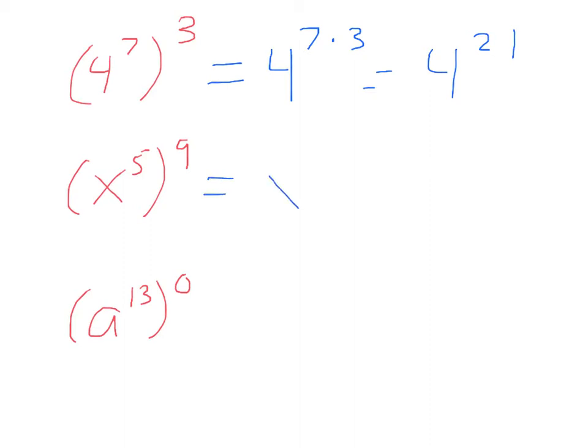This one, we have x to the 5th times 9, which will give me x to the 45th. And of course this, did I catch you? It's to the 0 power. We don't even have to multiply anything. It's just going to be 1. Seeing if you were paying attention that time.